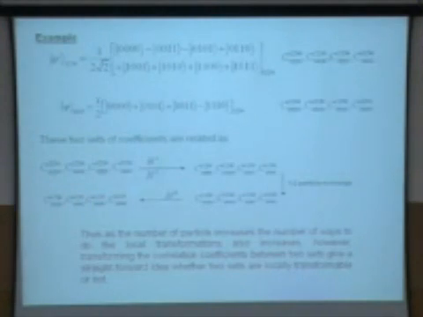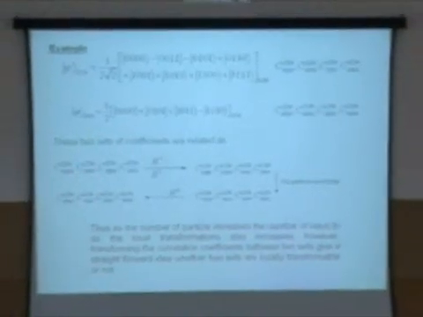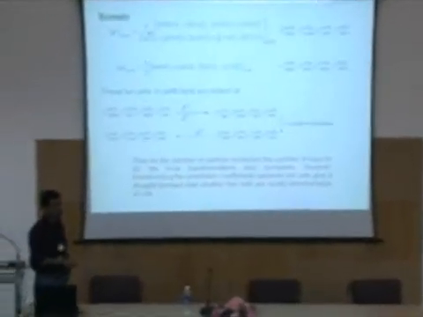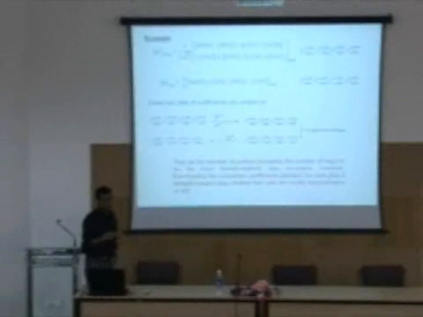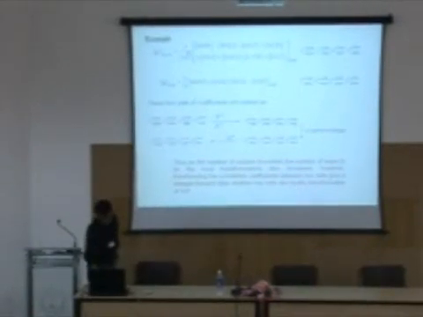So as the number of particles increases, the number of coefficients also increases. So in that sense, it makes your job really hectic to see whether 2 sets of states could be related through local transformation or not. But by calculating the correlation coefficients and just doing visual examination, you could see whether these 2 sets of states belong to the same family or not.